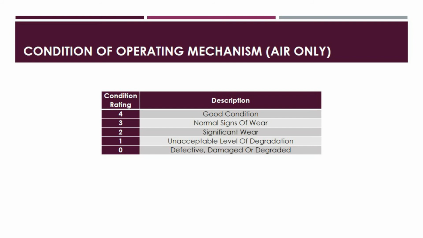For a rating of 1, it means that there is an unacceptable level of degradation of the control components, requiring component replacement or repairs during the next scheduled outage. And last but not least, for a rating of 0, the switch operated controls are actually defective or degraded, and this requires immediate replacement.